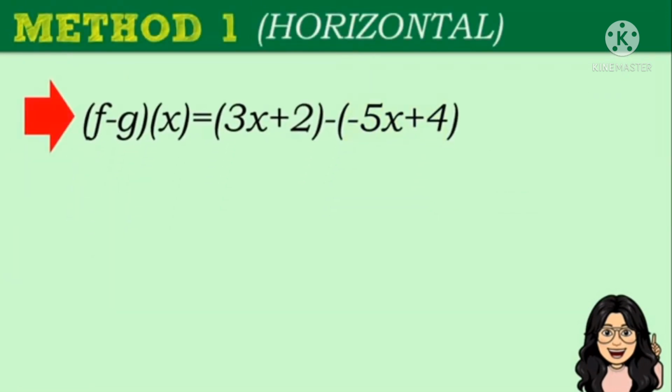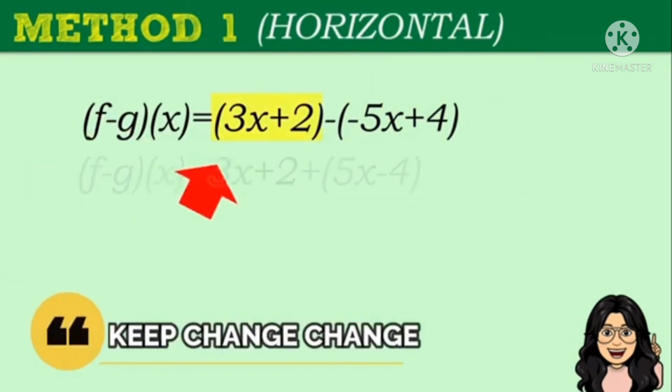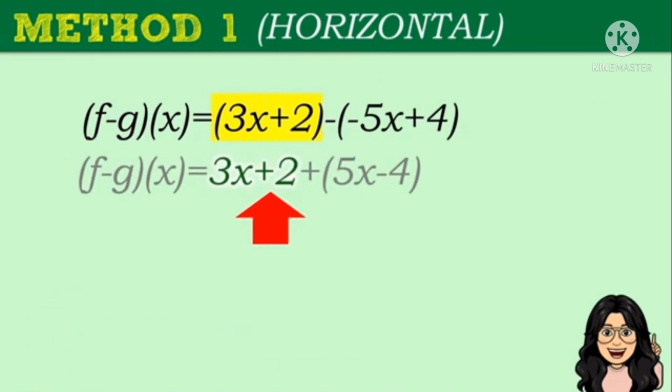From there, we are going to use keep, change, change. So we will keep the first given expression, the f of x, 3x plus 2. We will copy that. Next, we will change the sign from negative, that is from minus, to plus. And the last binomial, which is your g of x, we will change the signs. So from negative 5x to positive 5x, and from positive 4 to negative 4. Why are we doing that? Since we have keep, change, change, we are also changing the signs of all the terms in our polynomial, to be specific, your binomial. I hope you understand. Let's move on.